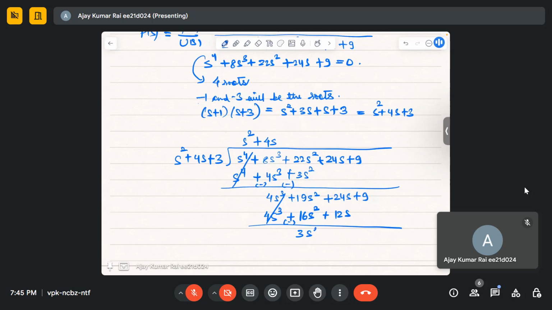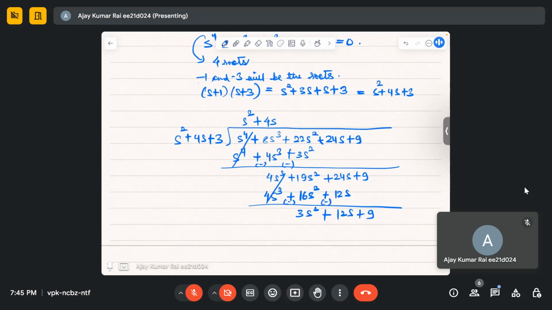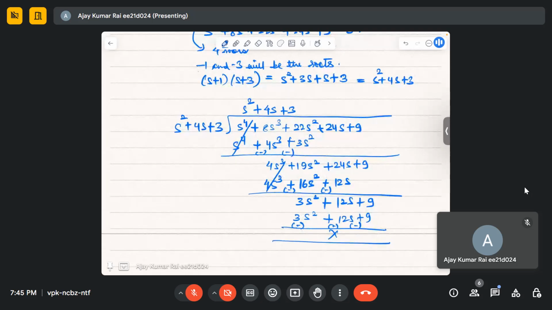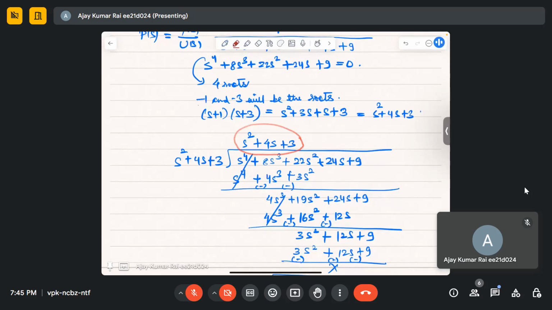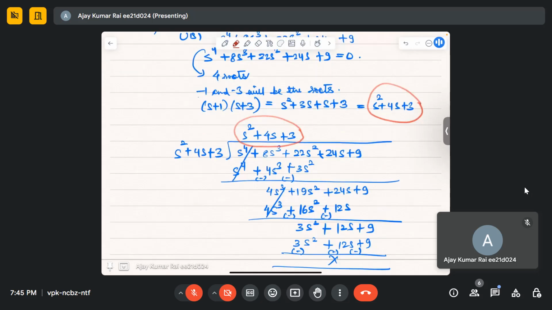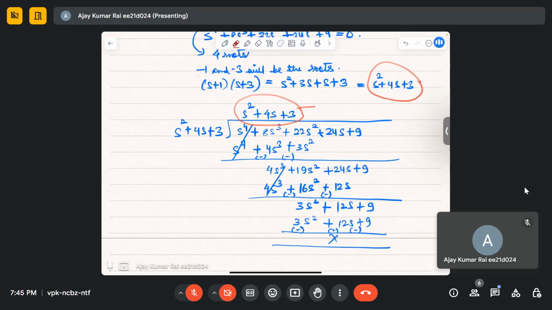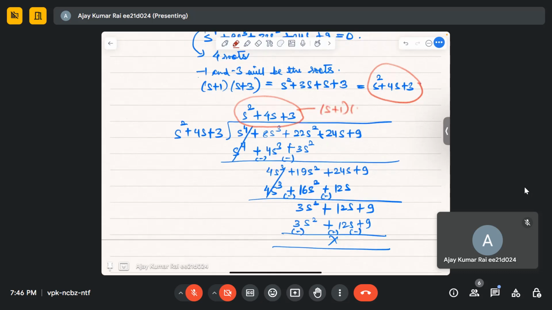So this is 3s square, and if you subtract 12 from 24, you'll get 12s plus 9. Then plus 3, which gives 3s square plus 12s plus 9. This gets cancelled, and this is the factor you're getting, right? So one factor was this, and the other factor is this. We're getting the same factors, so you can also write it as s plus 1 and s plus 3.